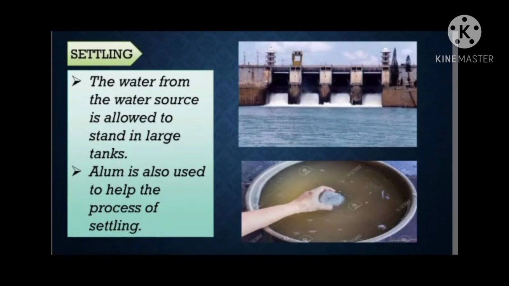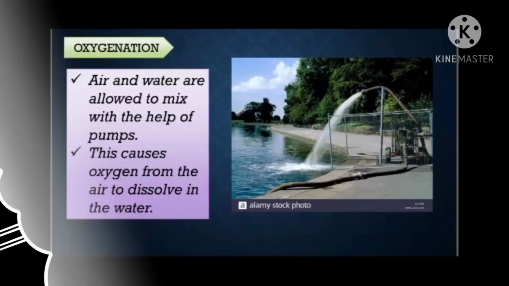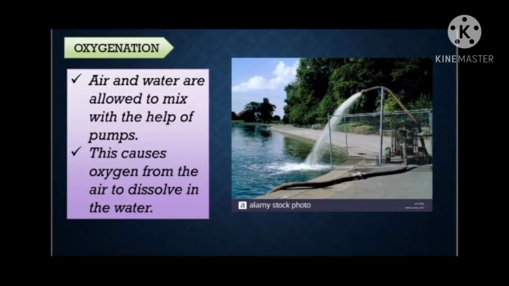Okay, next is oxygenation. Air and water are allowed to mix with the help of pumps. See, you can see in the figure many of the pumps are there. और इसके अंदर क्या की जाती है, ऑक्सीजनेशन. नेम से ही आपको समझ में आएगा कि ऑक्सीजन इज एडेड टू द वाटर. दिस कॉजेज ऑक्सीजन फ्रॉम द एयर टू डिजॉल्व इन द वाटर. ऑफकोर्स एयर में ऑक्सीजन होती है. ओके, और एयर जब पंप के थ्रू पानी के अंदर डालते हैं तो इट गेट्स ऑक्सीजन और उसके अंदर ऑक्सीजन मिक्स हो जाती है.